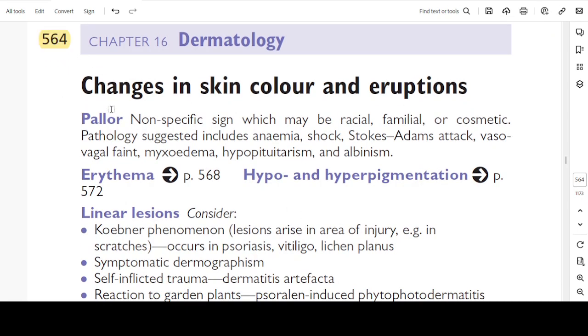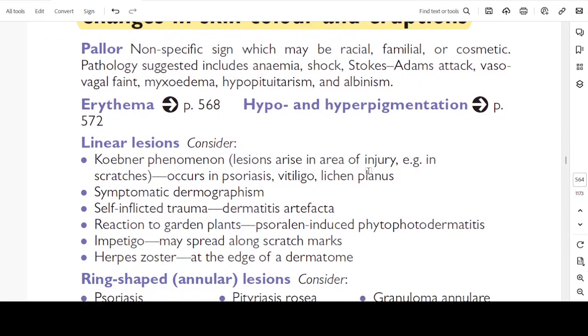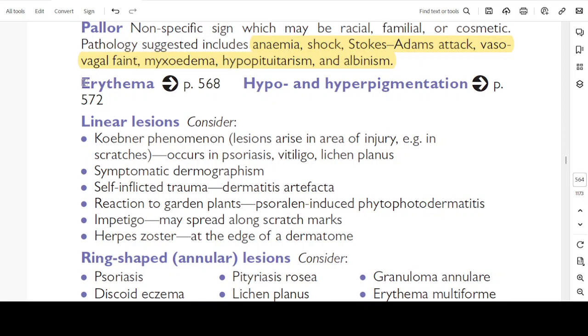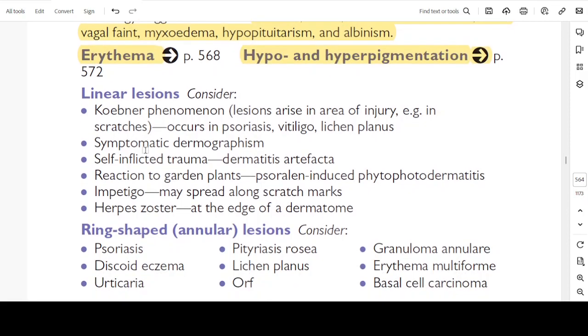Page 564. Changes in skin color and eruptions. Pallor: a non-specific sign which may be racial, familial, cosmetic. Pathology suggests include anemia, shock, Stokes-Adams attack, vasovagal fainting, myxedema, hypopituitarism, and albinism. All of them can cause pallor. Erythema, page 568. Hypo and hyperpigmentation, page 572.